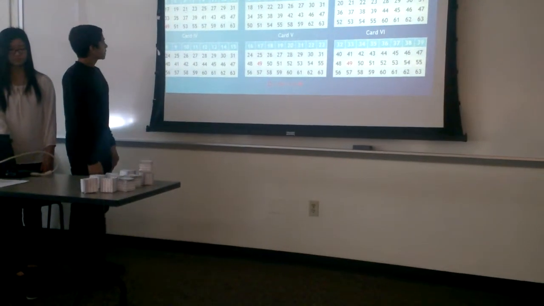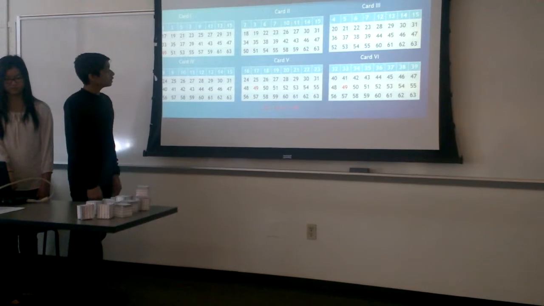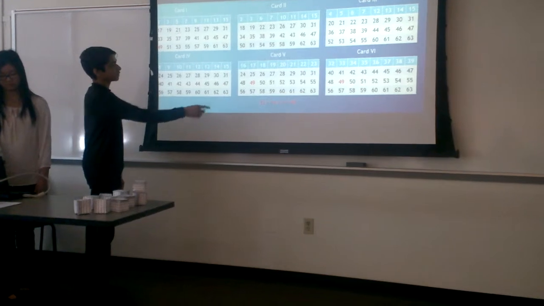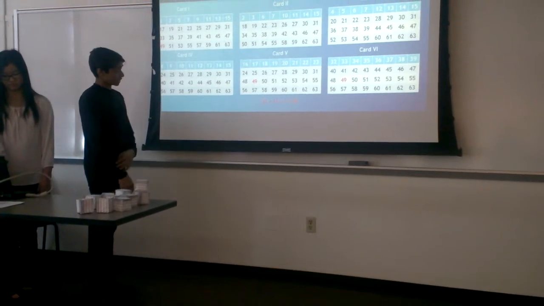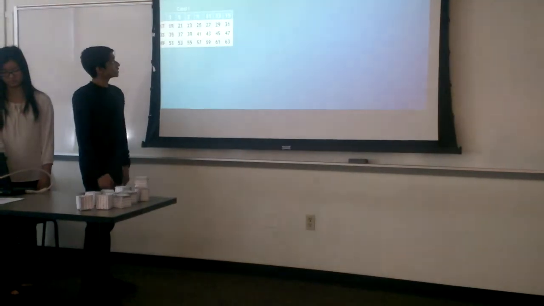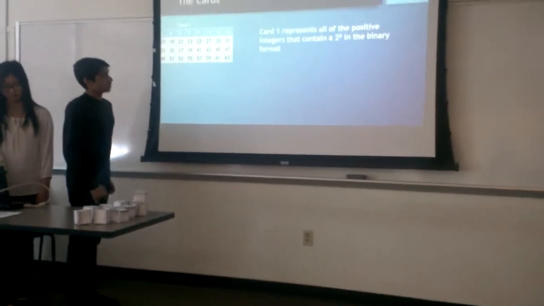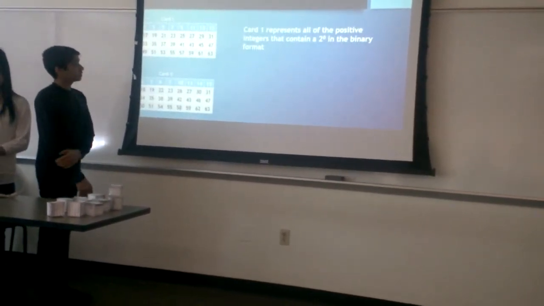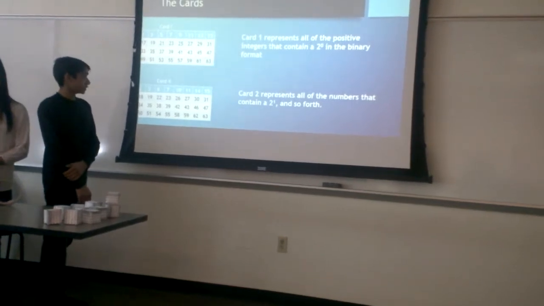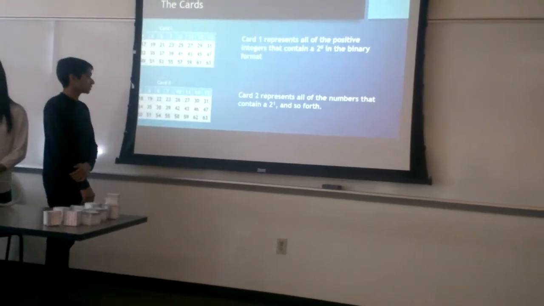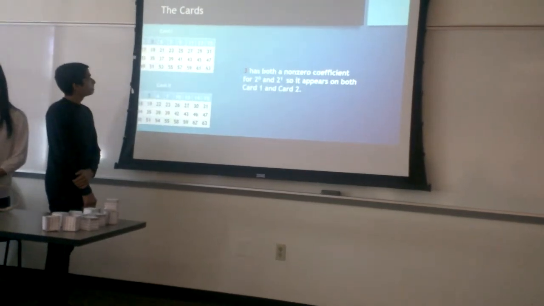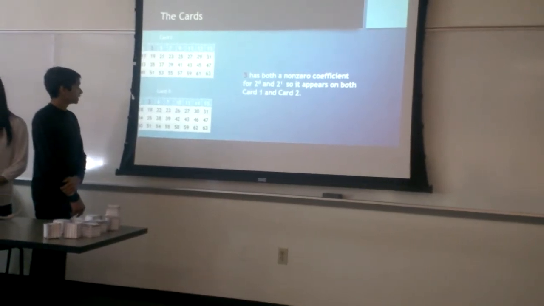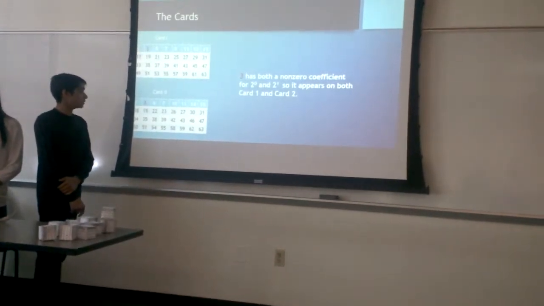So how? Well, let's take the number 49. It appears on card 1, card 5, and card 6. If you add the first numbers on each of these cards, so 32, 16, and 1, you'll notice that it equals 49. So how does that work? Each card represents all of the numbers that contain that binary expansion. Card 1 contains all the numbers that contain a 2 to the 0 when you expand it, and card 2 contains all the numbers that have a 2 to the 1st. Just to give an example, 3 would appear on both card 1 and card 2 because it contains a 2 to the 1st and a 2 to the 0.